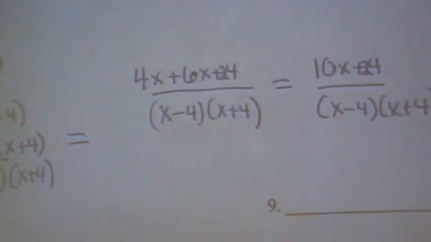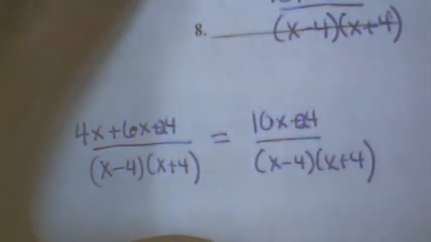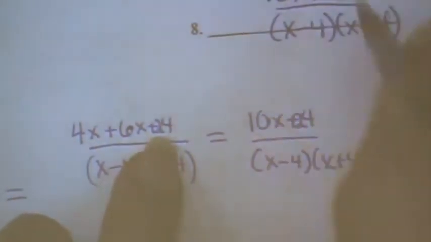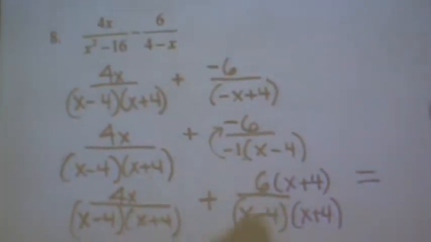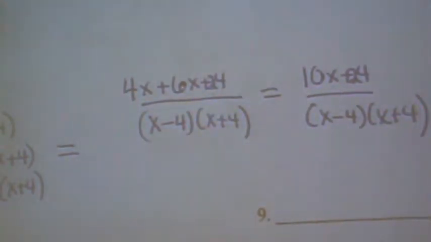And now I could take a 2 out of here, but it's not going to do me any good. If I took a 2 out, I'm not going to have anything I can cancel. So your final answer is 10x plus 24 over x minus 4, x plus 4. Isn't it plus 24? Yeah. Thank you. Let me go back here. Yeah, it's positive 24. I don't know why I thought I saw negative. Yep, it's positive 24.